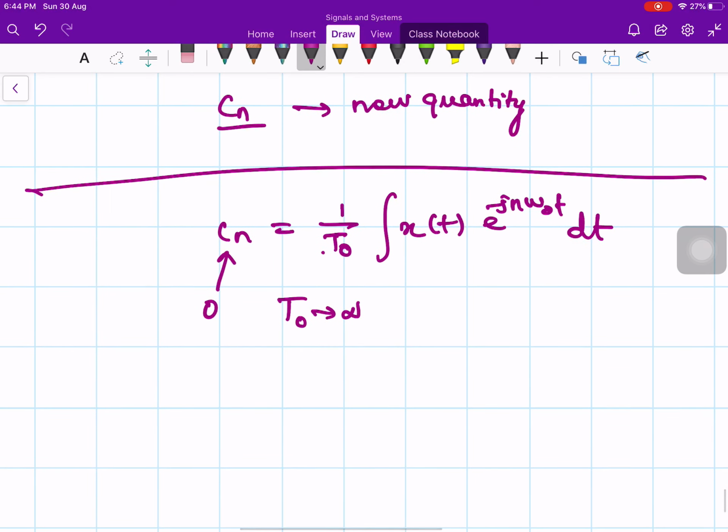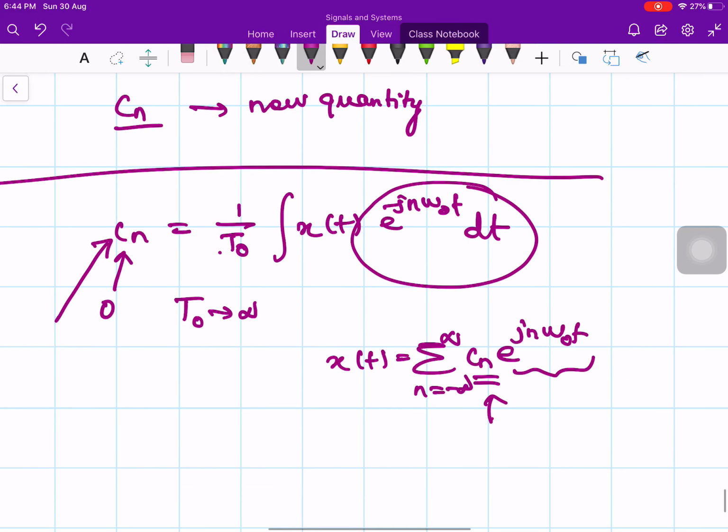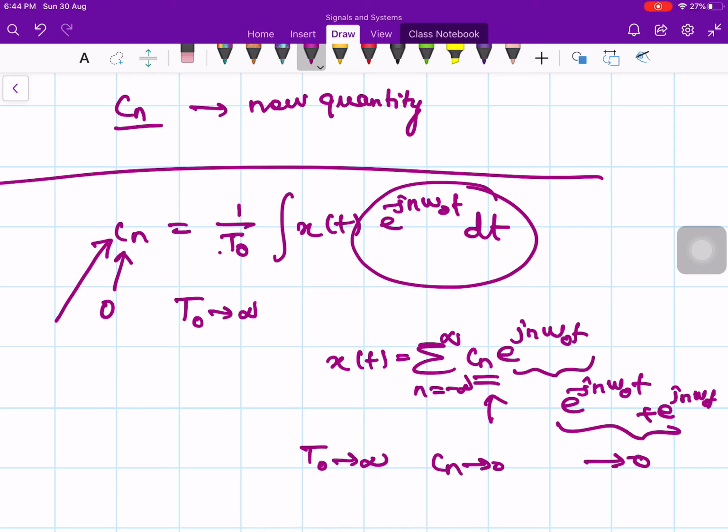What is Cn? Cn is the Fourier series coefficient. It represents the amplitude of e to the j n omega naught t, right? So x of t is equal to the summation from n equals minus infinity to plus infinity of Cn e to the j n omega naught t. Cn is the coefficient of this component. And again, as I said, this component always occurs in pairs, e to the minus j n omega naught t plus e to the j n omega naught t. When T naught goes to infinity, Cn goes to 0 and these two components also go to 0. So we don't get any useful information.